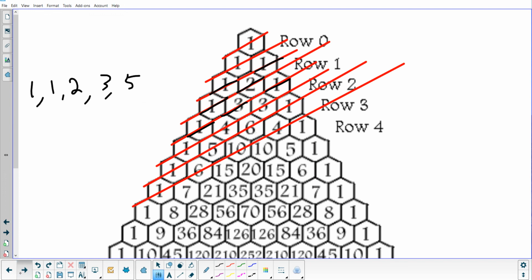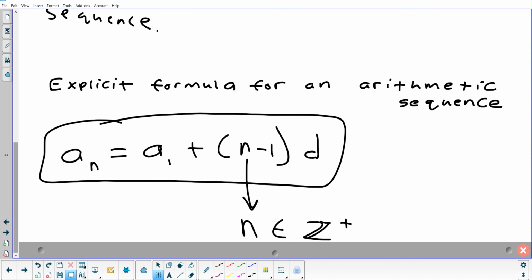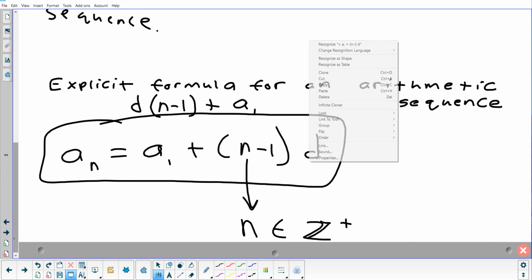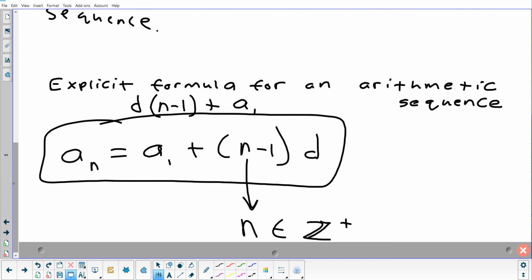So this formula gives you a very mechanical way to find the answer. I think the way I had it written was a little different. I had n minus 1 times d plus a sub 1, just the same thing. So what he said was the same thing, just the commutative property. I'm going to do it like this. It's n minus 1 times your common difference, and then add your first term, and simplify as much as you can. All right. So now you've got a way to figure out a formula if it's explicit.